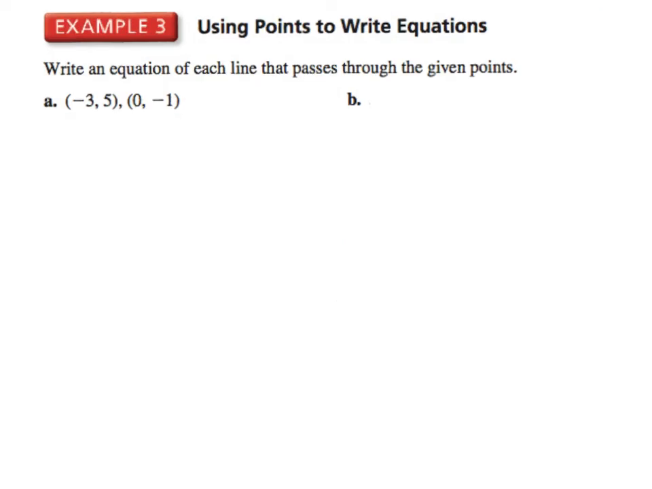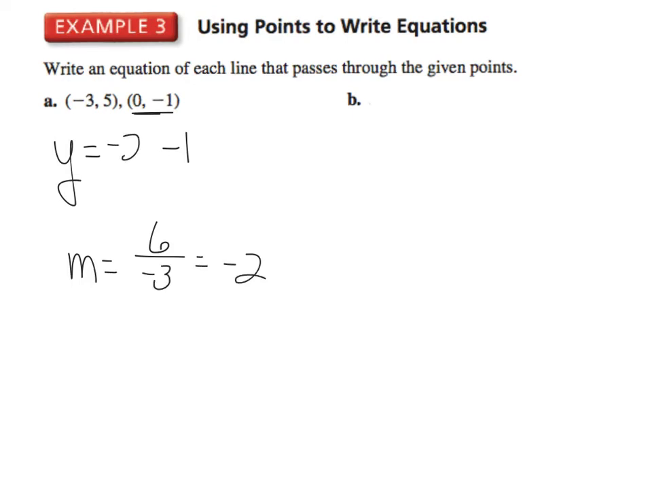All right, in example 3, we're going to find the slope and the y-intercept and use that to write an equation. Now in this problem, y equals, and then my slope, mx plus b. Well, we know 0, negative 1 represents the y-intercept, because 0, negative 1 is the point on the y-intercept. And my slope, I'm going to subtract my y's, so let's do 5 minus negative 1, which is 6, and negative 3 minus 0, which is negative 3. That means my slope is negative 2. Therefore, my equation would be y equals negative 2x minus 1.